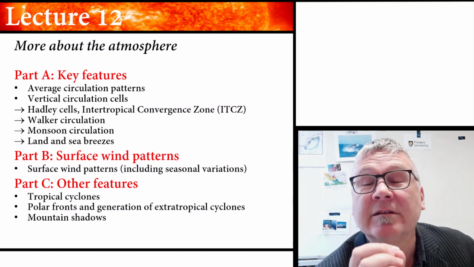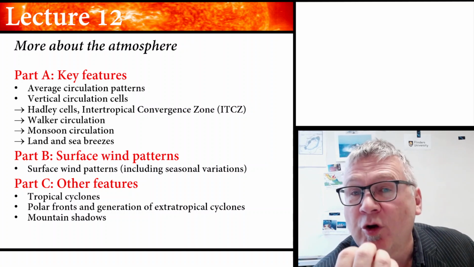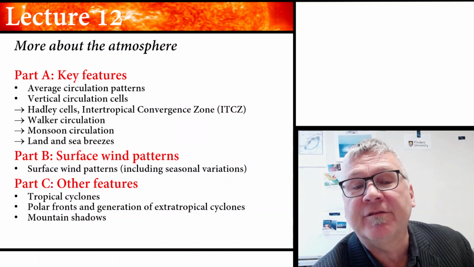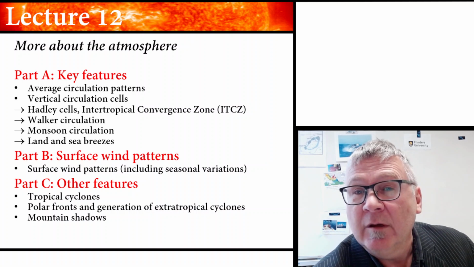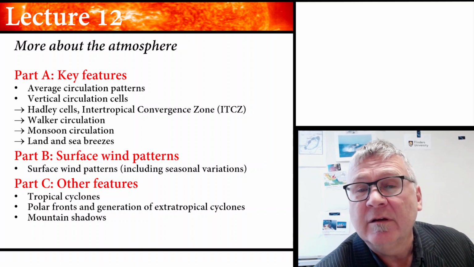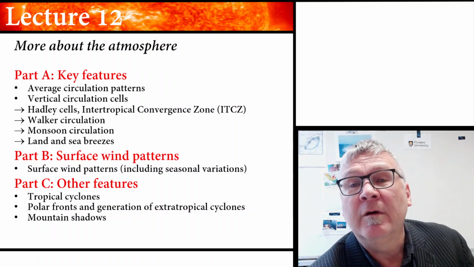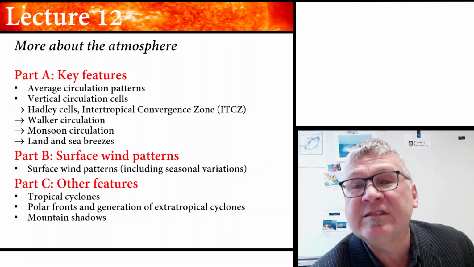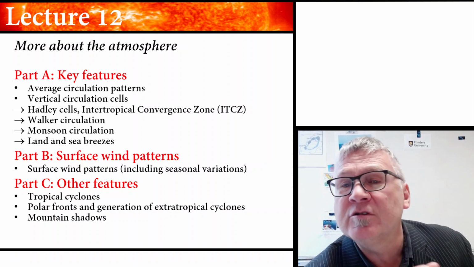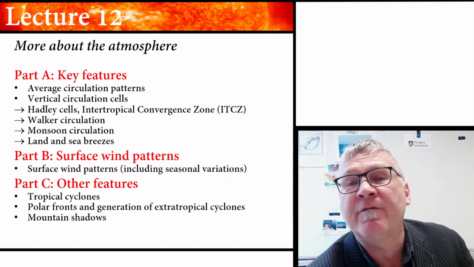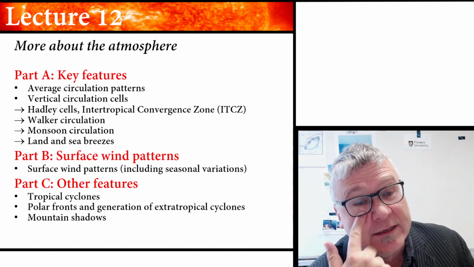Hi there. I want to talk a little bit more about the atmosphere. I want to talk about the movement of air parcels, known as the circulation, because you need to understand that for a number of reasons. We're talking about the reasons why there are regions where you have large amounts of rainfall and why there are regions where you have very little rainfall. And it's all to do with the atmospheric circulation.